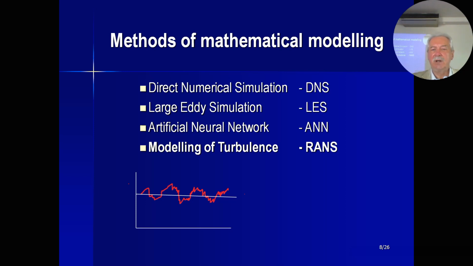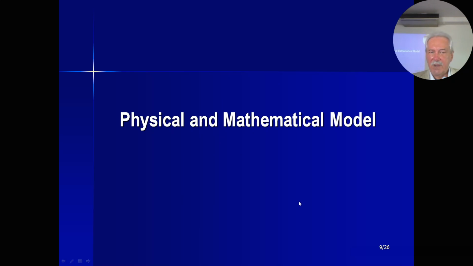There is also artificial neural network machine learning, but this is a box where we put something inside and we get results, but we don't know exactly what happens, what is the phenomenon of this flow. And there is modeling of turbulence, which uses Reynolds-averaged Navier-Stokes equations, which is more practical for engineers because we are talking about time-averaged velocity, not just random velocity, which is not useful for engineers. So in this case, I will use Reynolds-averaged Navier-Stokes equations.